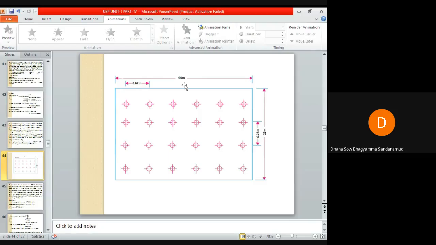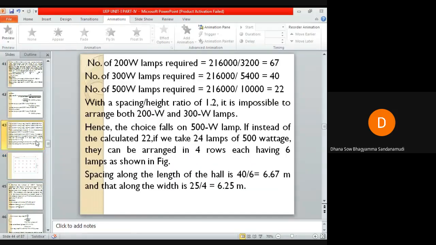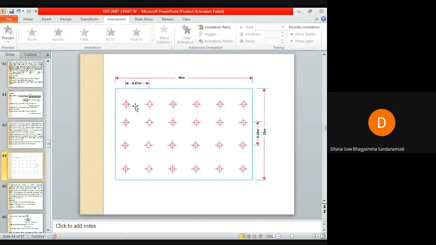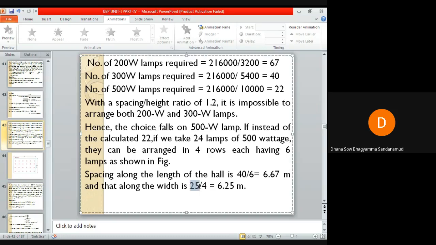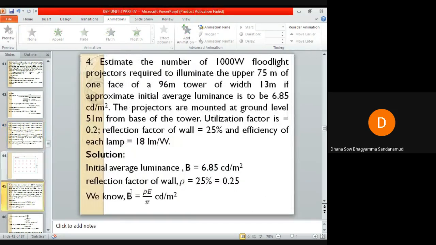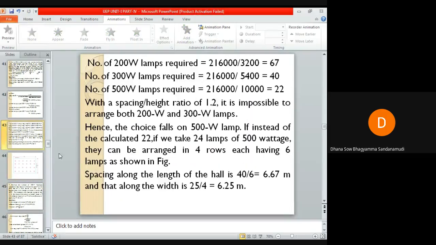The length of the room is 40 meters and the width of the room is 25. The spacing between the lamps along the length of 40 meters is 6.67 meters. The distance between the lamps along the width is 6.25 meters. Did you complete this slide?